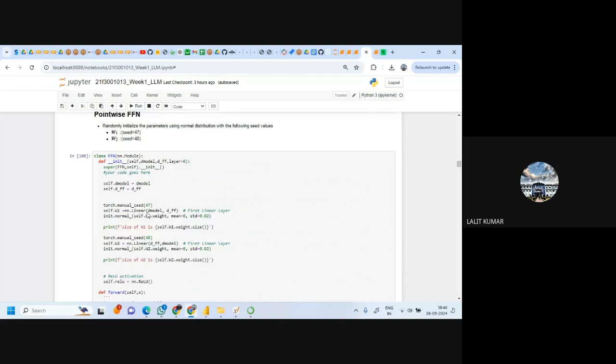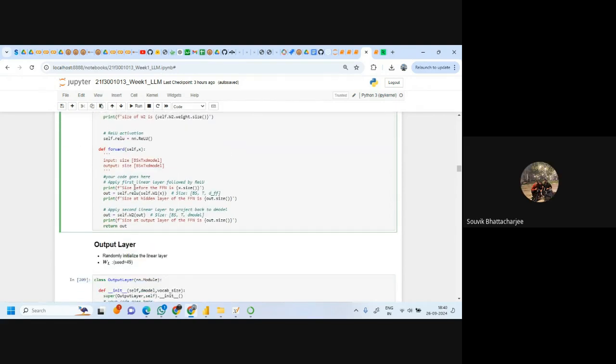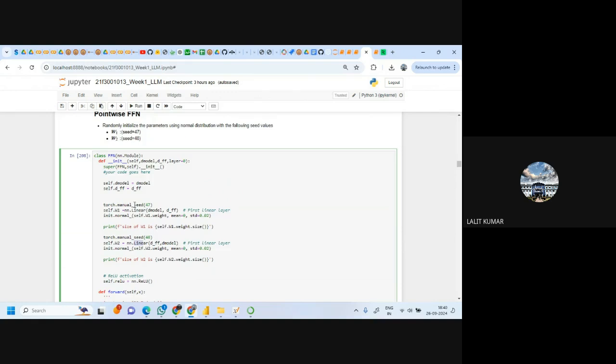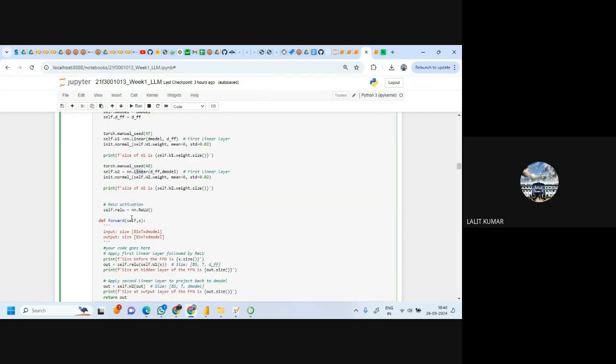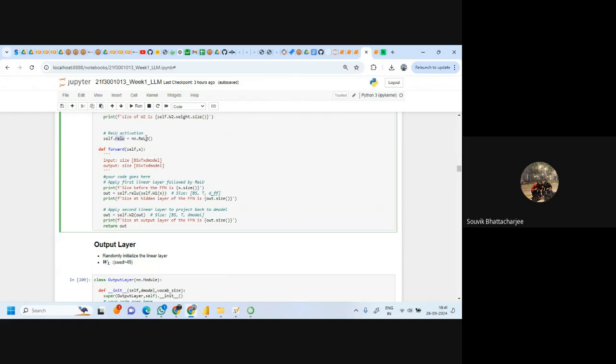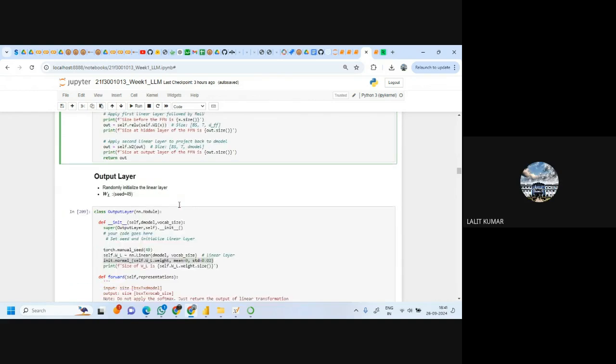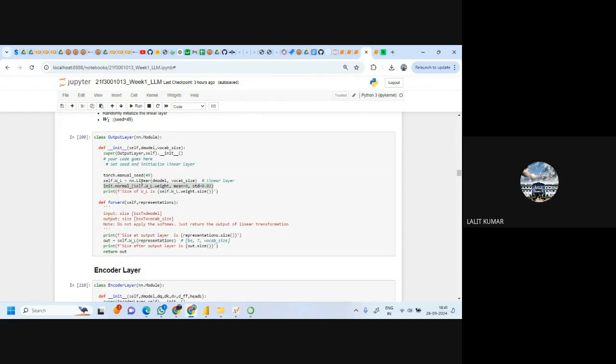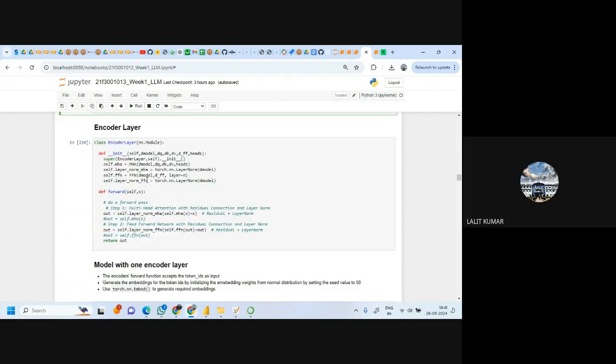Then we define the feed forward network. In this again W1 and W2, these are linear. In this feed forward network, we are using ReLU. They have given us that we have to use ReLU. So we have defined it and then passed it through the ReLU. And then finally is the output layer, which is again linear. It is a projection matrix.